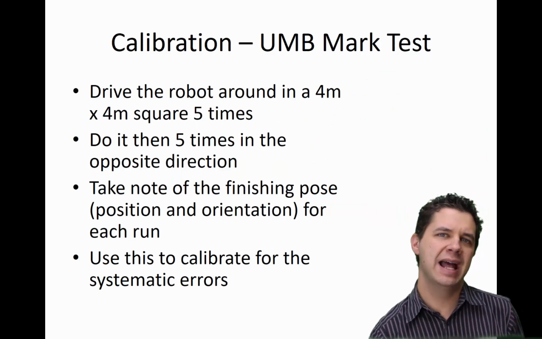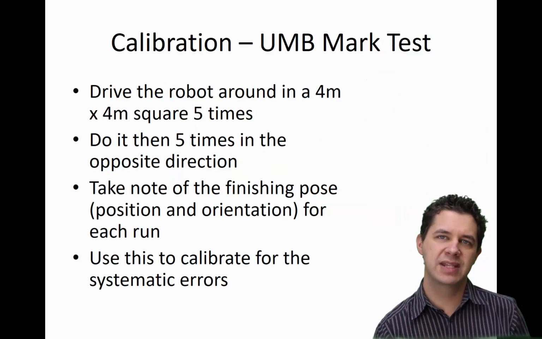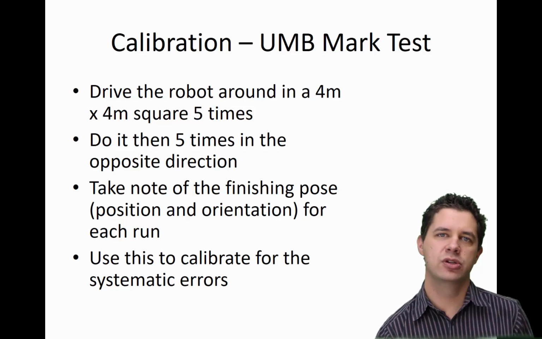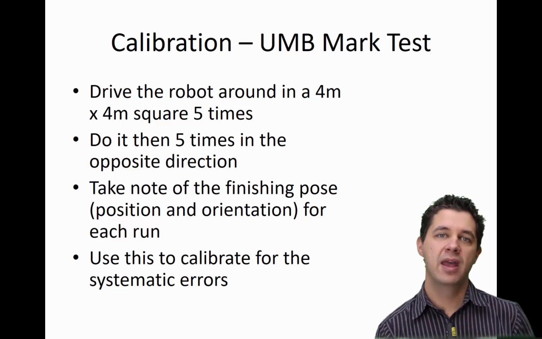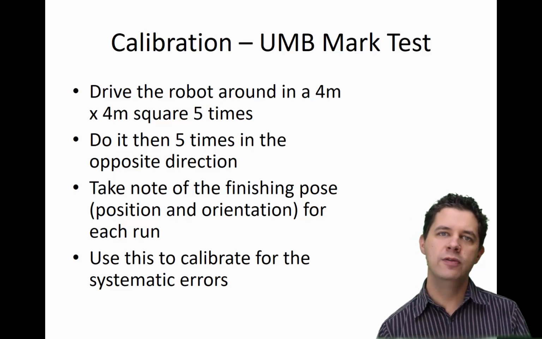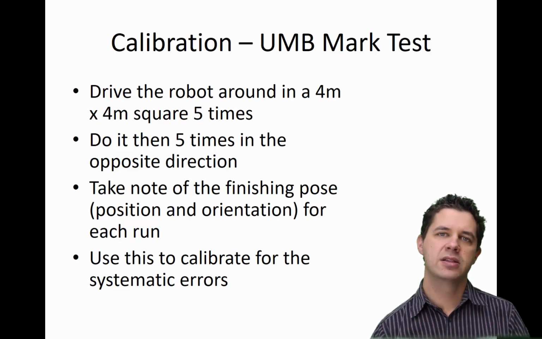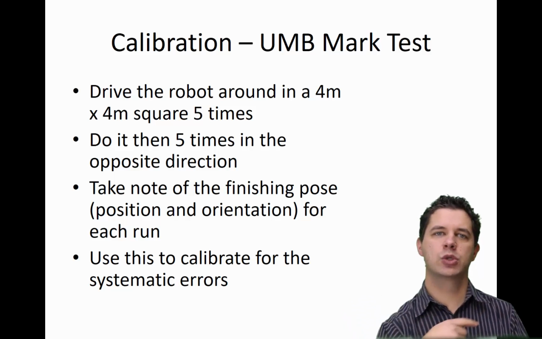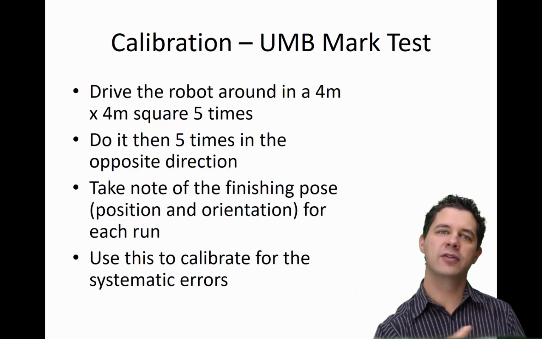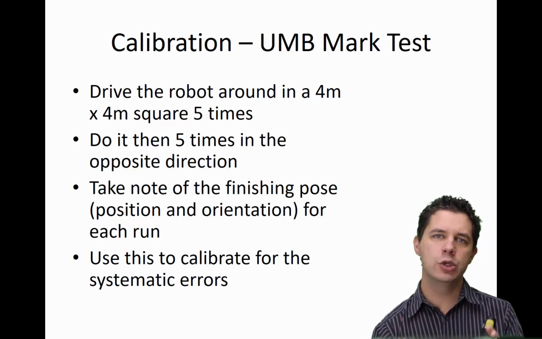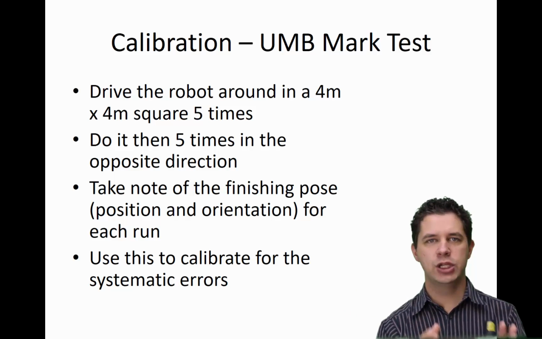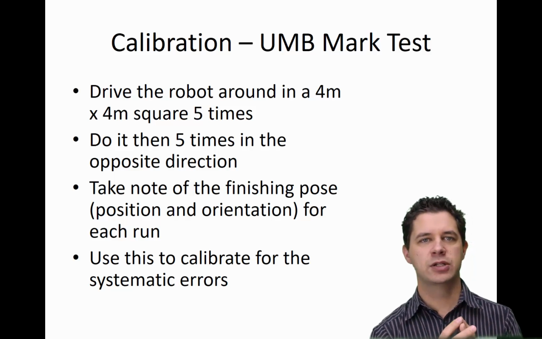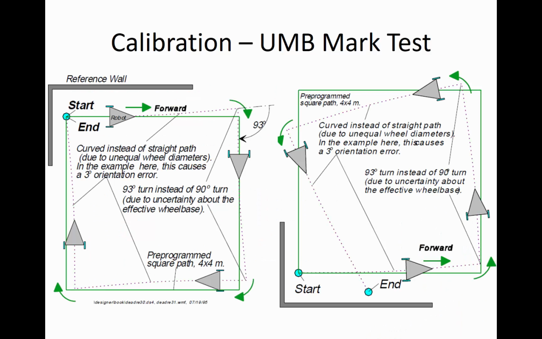Now, one way that we can actually calibrate our robots is doing some testing. And one common test that's used is called the UMB mark test. And basically we need a fairly wide area, and the idea is to try and remove some of those systematic errors. So we have a 4 meter by 4 meter square, and we drive the robot round that square 5 times, and then we do it 5 times in reverse. Each time we do it, what we want to take note of is the finishing pose, so the position and orientation of the robot. So here's an example of how we can perform the UMB mark test.